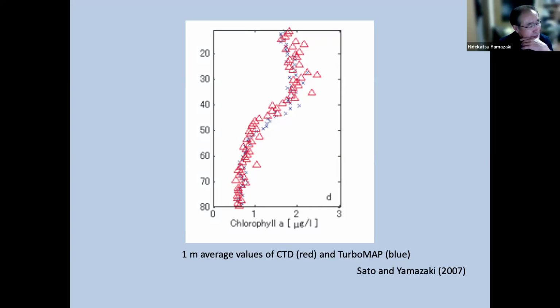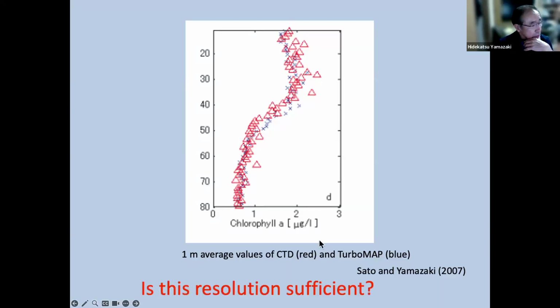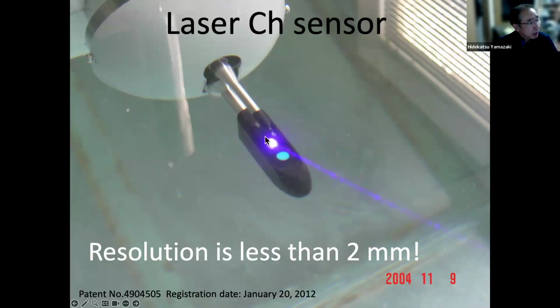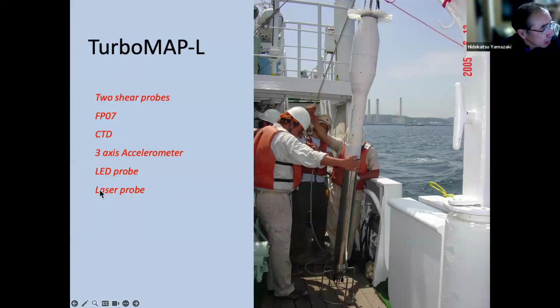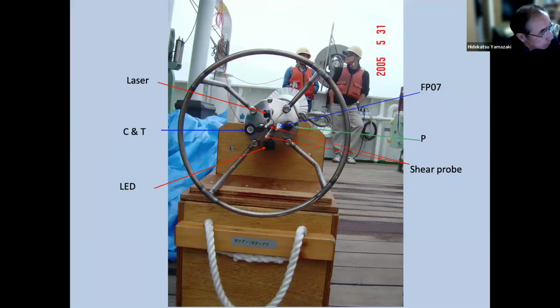Then I came to the next question. Is this resolution sufficient? So I developed another fluorescence probe based on laser diode. This can resolve millimeter scale. In order to accommodate this probe, I put both LED and the laser probe on the single profiler. This is called TurboMAP-L, and I have 2 fluorescence probes: LED, which can resolve centimeter scale, and laser, millimeter scale. Okay, I'm going to stop here.